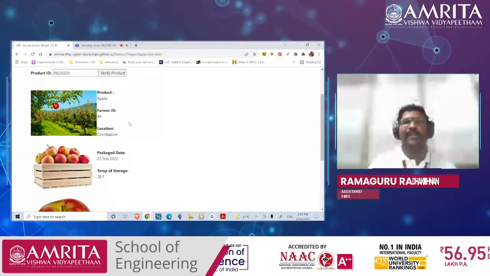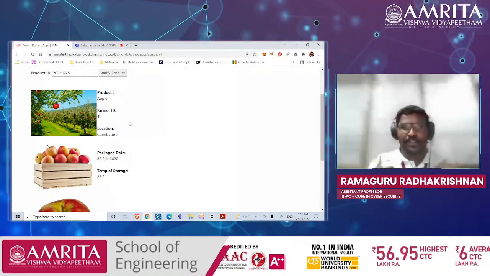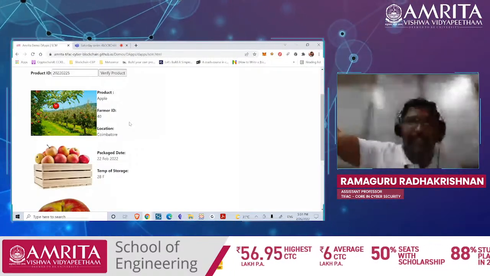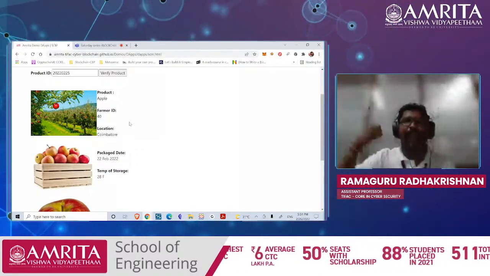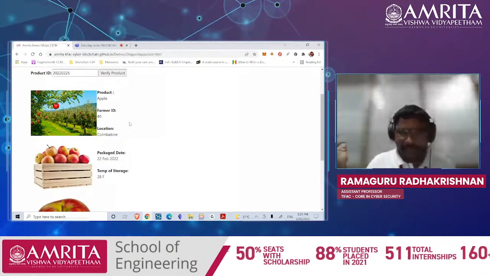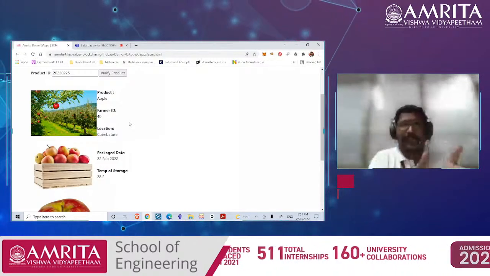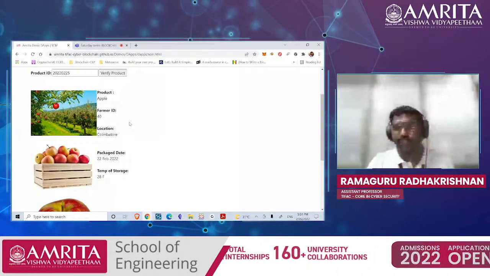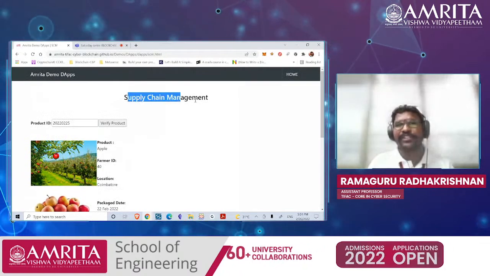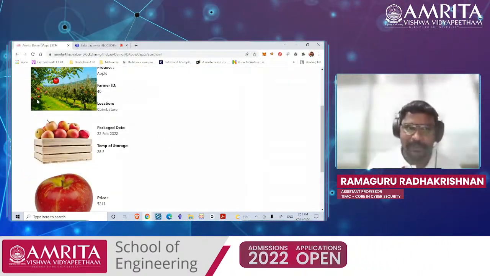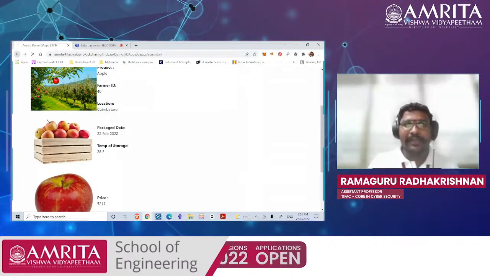Okay. Two advantages. One is I am saving the reputation of my company. Number two is the end user is not getting affected by consuming an apple that is bad. Okay. So that is only possible because of the data that is stored in the blockchain. So this is how supply chain management makes use of blockchain.